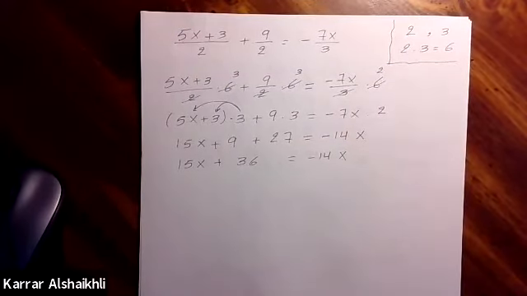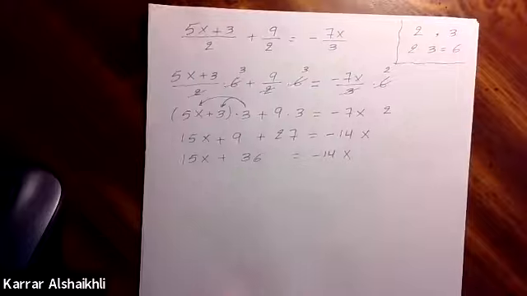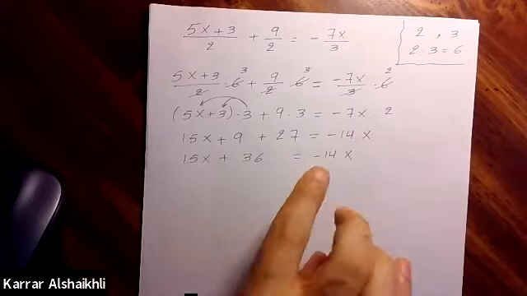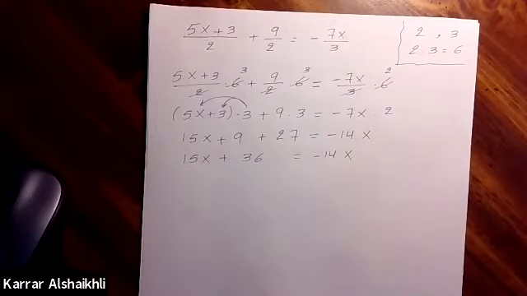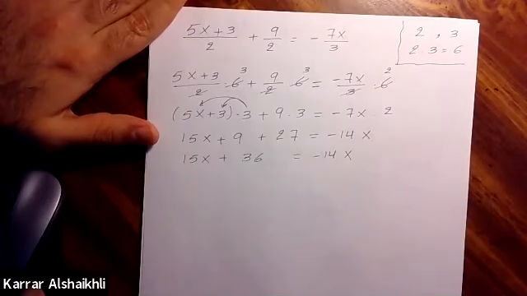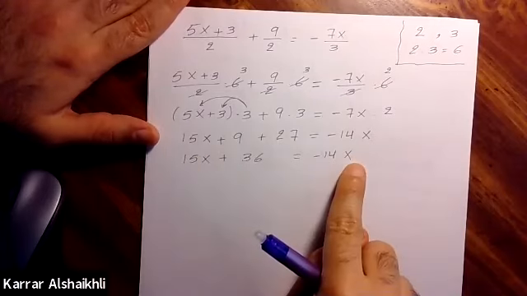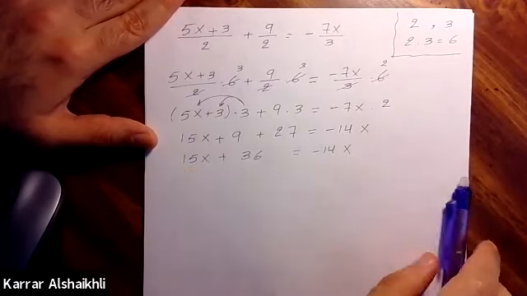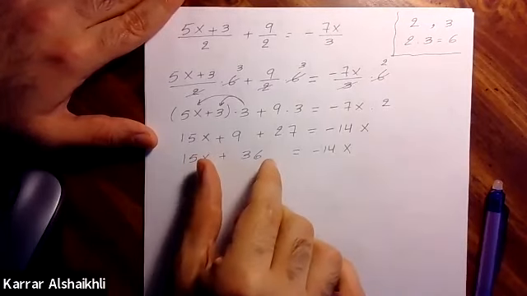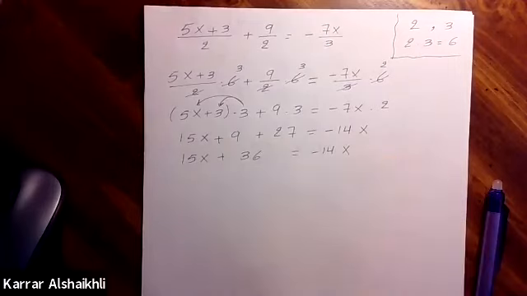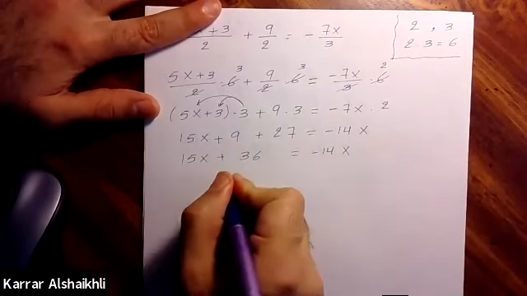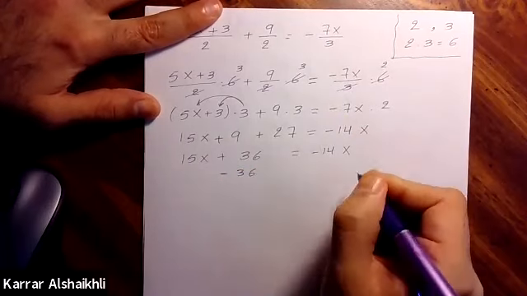Now, which one I'm going to move? 36. Okay, you can move the 36 on this side. Then you have to move the -14x on the other side. Let's do this one. It's fine. Or you can move the 15x to the other side. If you move the 15x to the other side, you will have only the numbers on this side and the variables on the other side, which is fine. So let's do as you said, -36 to the other side.